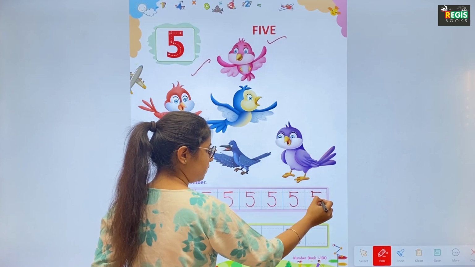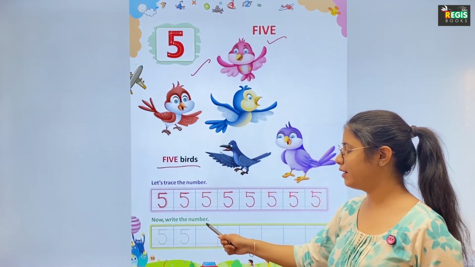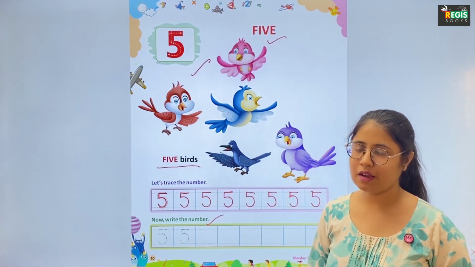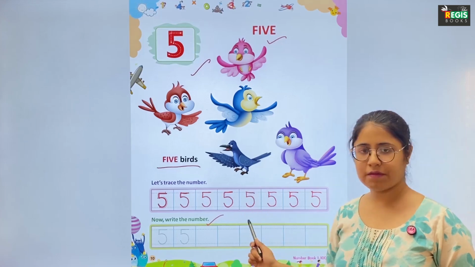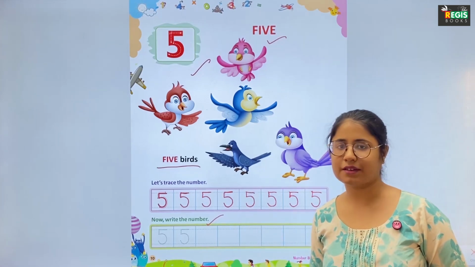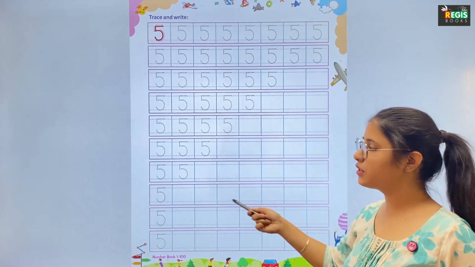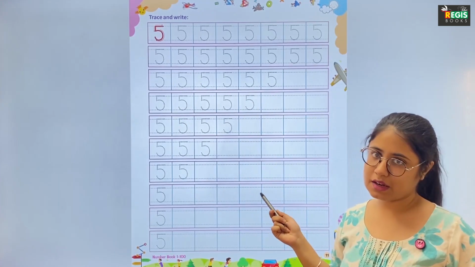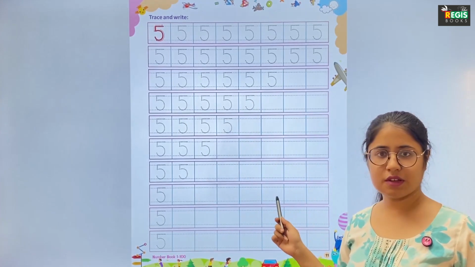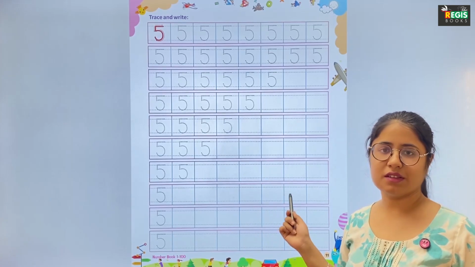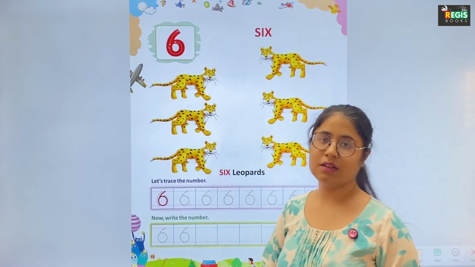5. Now write the number. So kids, similarly you will write the number 5 in these boxes to practice it. Trace and write. So kids, trace these number 5 again and again and practice the number 5 by writing in these boxes.